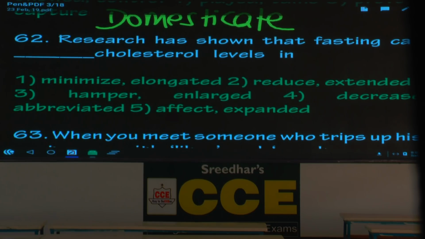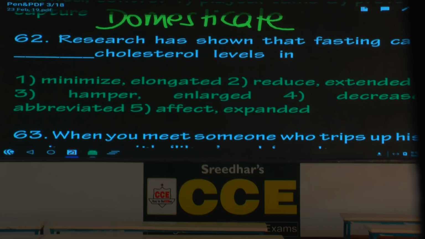And what is the next one? Please reject the third option based on the word hamper. Decrease levels, increase the levels, decrease the levels. Combination is right. Next one is what? Abbreviated period of time. That is not the right word in this context. Please mark the fourth option wrong based on the second word.